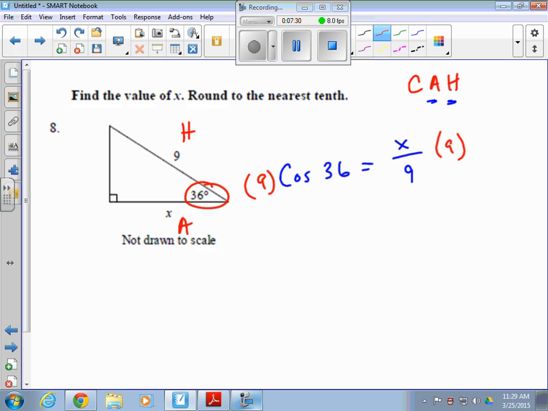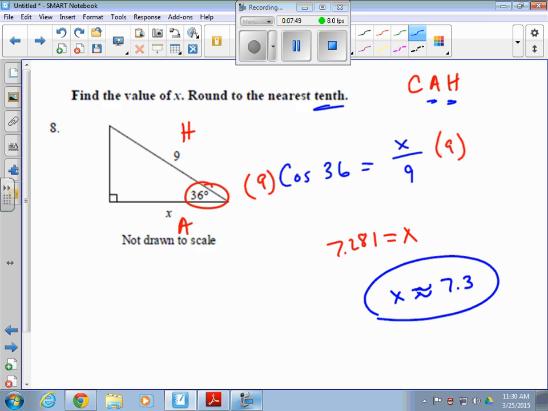Multiply both sides. So 9 times the cosine of 36 is going to give you approximation 7.281. So x is 7.281. Again, we're rounding to the nearest tenth. So we'll call x approximately 7.3 to the nearest tenth.